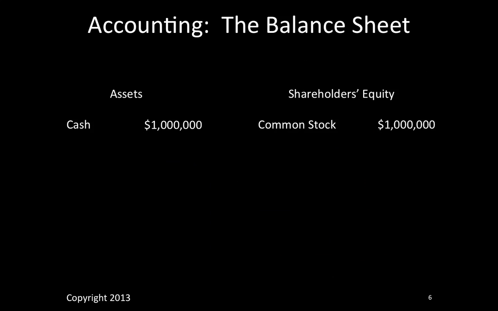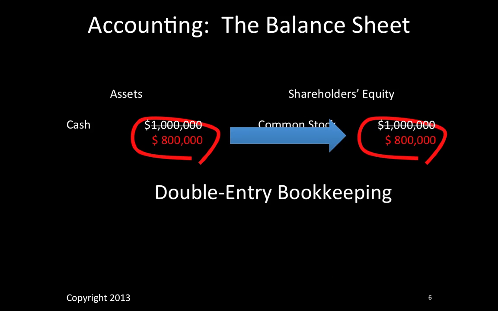What happens if $200,000 is stolen from the cash account? The cash account is reduced by $200,000. Double-entry bookkeeping requires that we make a corresponding change to reflect the change in assets. The $200,000 reduction in the corporation's assets reduces the value of the shareholder's claim by $200,000. That claim is now worth only $800,000 because it represents a claim on assets worth only $800,000. This is double-entry bookkeeping at work again.